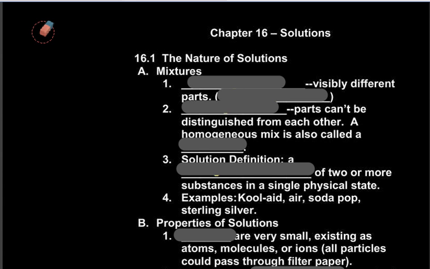Okay, we're back, and this is P-Dog Does Science with this Chapter 16 Solutions lecture. So we'll start with the nature of solutions.